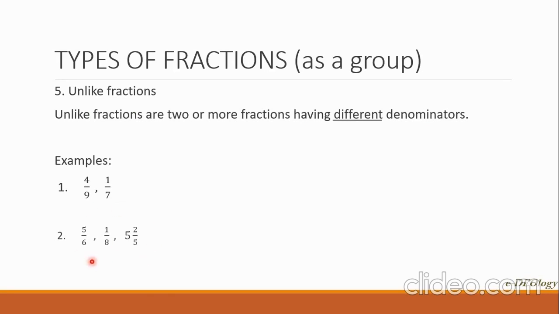Another group of fractions, we call them unlike. They have different denominators. The first one is 5 over 6. Second is 1 over 8. The third is a mixed number, 5 and 2 over 5.